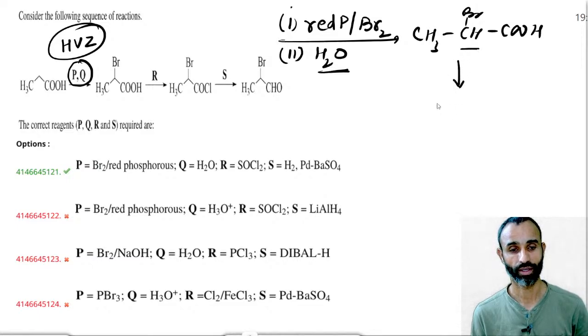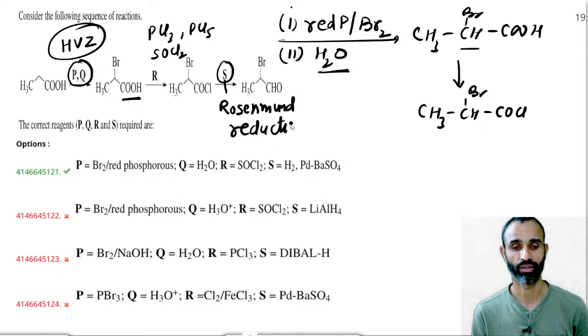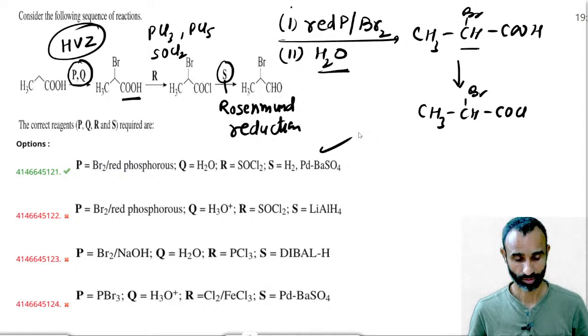Then next is CH3CHBrCOCl. We can use PCl3, we can use PCl5, and the best chlorinating agent is SOCl2, right? And then this is Rosenmund reduction, H2, Pd-barium sulfate. So that's it.